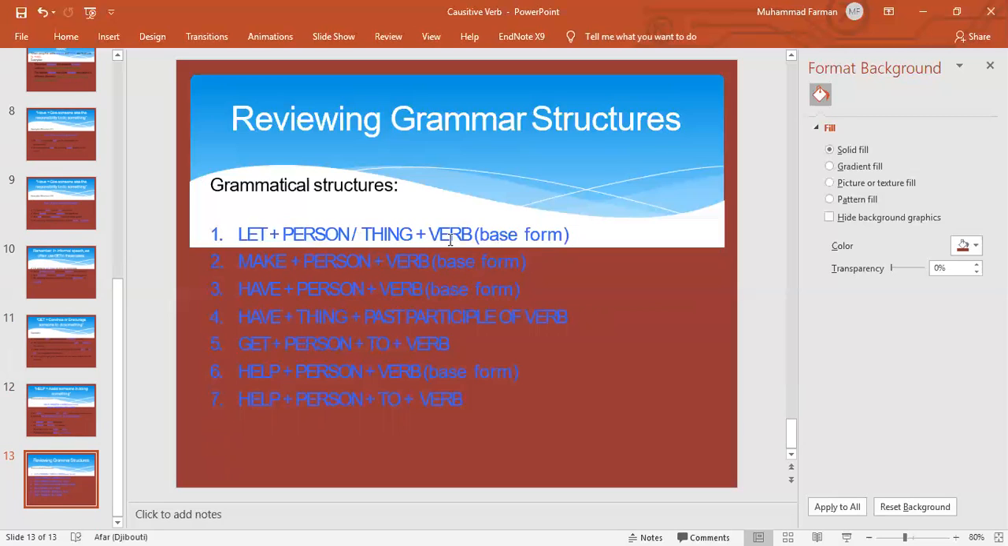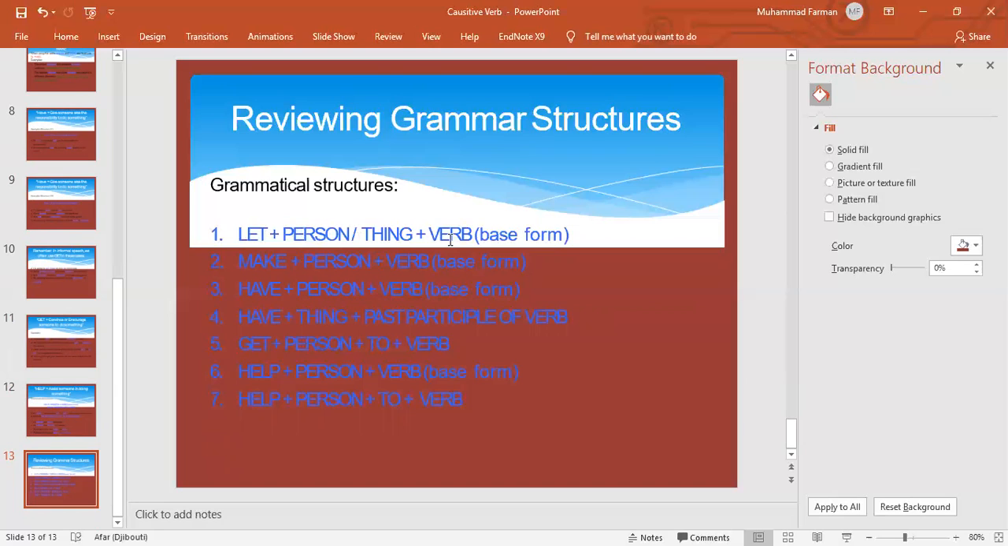जैसे let him or let things to be done, तो हम ऐसे भी कह सकते हैं. और make person plus verb, I want to make him hostage. यहाँ पर make him, वो him जो है यहाँ पर person, but then hostage हमारे पास again वो आपके तौर पे इस्तेमाल हो जाएगा. तो again have plus person plus verb base form.